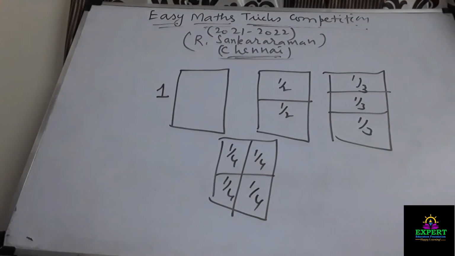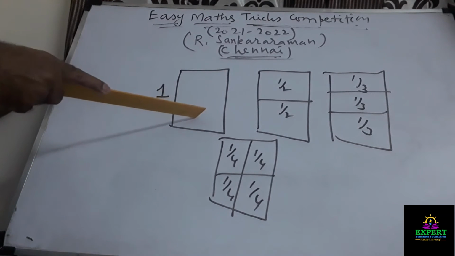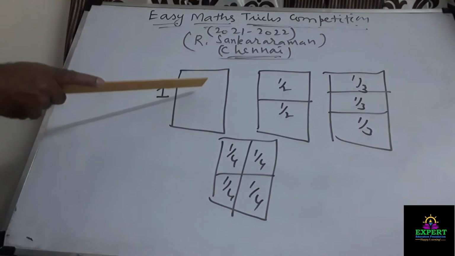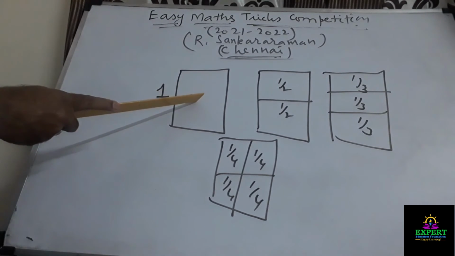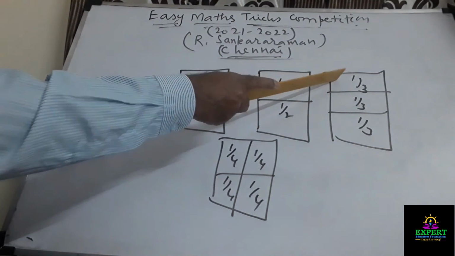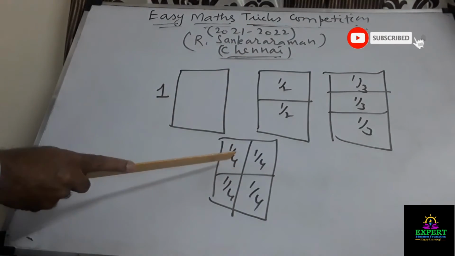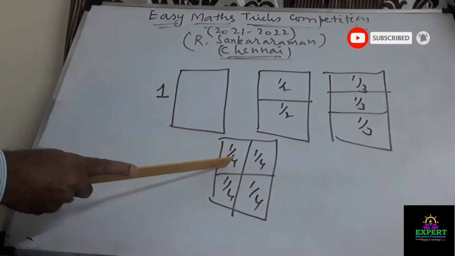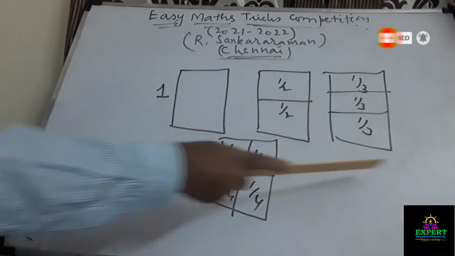I'm going to look at the size of the paper every time. Just see here, one is the original paper which is of the greatest size. Half is smaller as compared to 1. 1 by 3 is smaller as compared to 1 by 2. 1 by 4 is smaller as compared to 1 by 3 and so on.